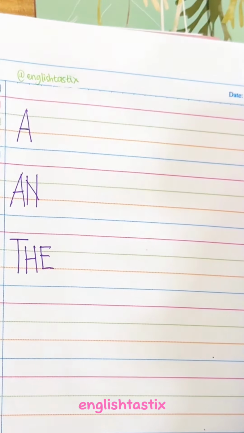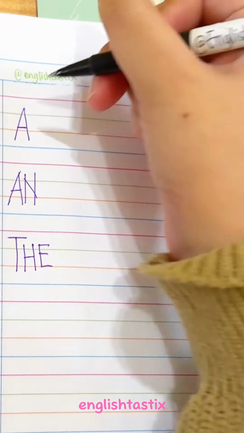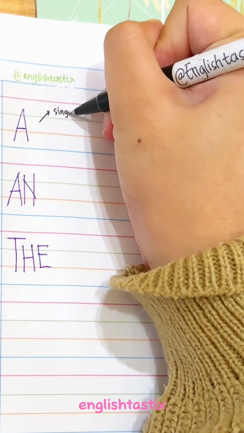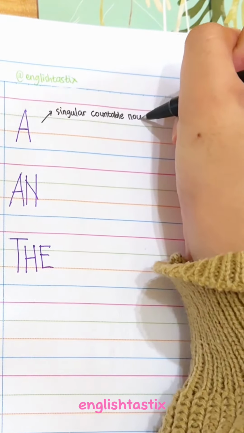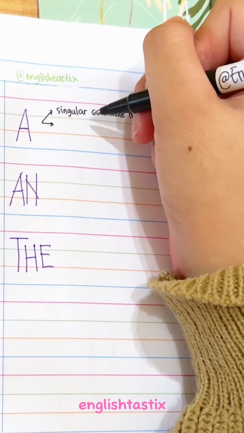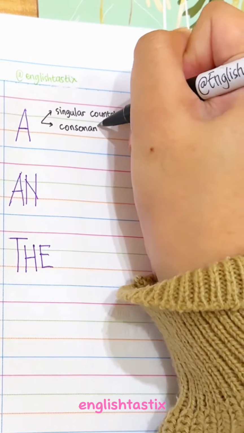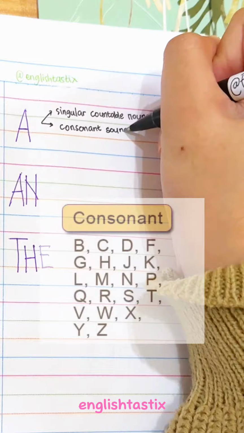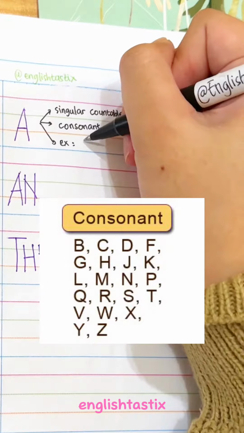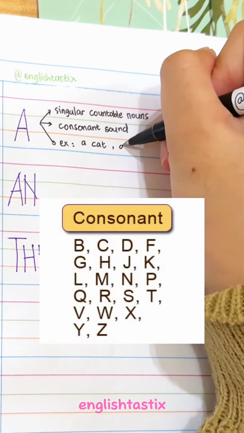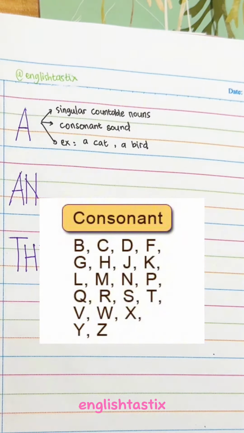Let's learn about the articles a, an, and the. A is used in front of singular countable nouns, a person, animal, or thing, which are not specific. We don't use a before uncountable or plural nouns. If a noun starts with a consonant sound, like B, C, D, F, G, etc., a comes before the noun. Example: a cat, a bird, a child, a doctor, etc.